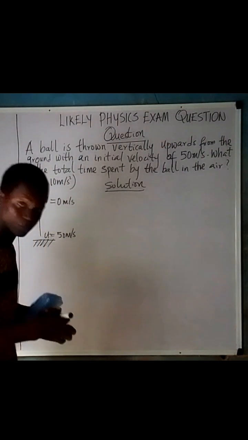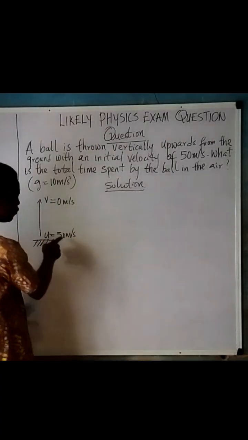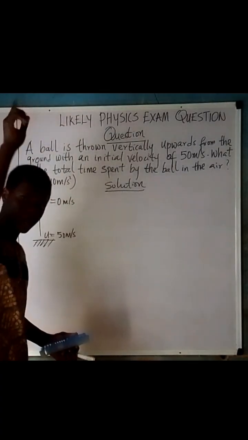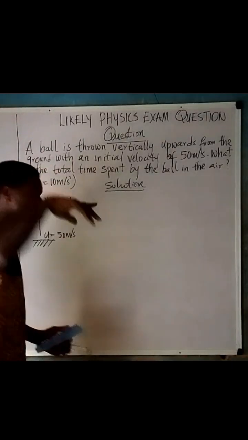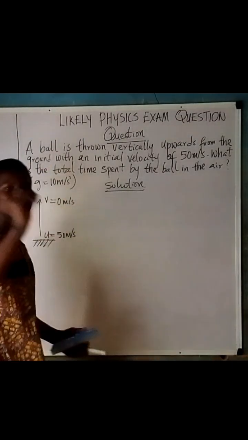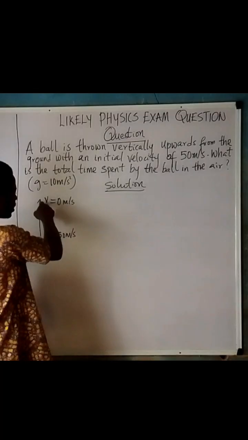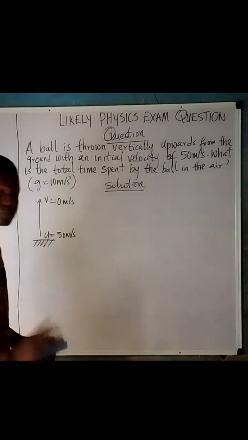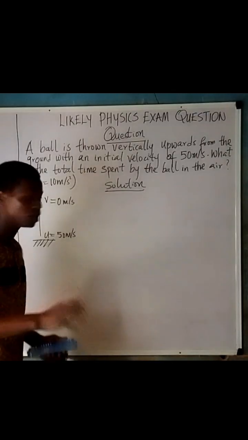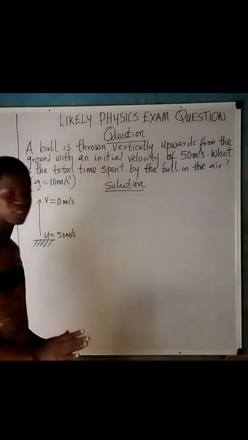The body will keep moving upward until this 50 reduces to 0. 50, 45, 30, like that, until it gets to 0. And once the final velocity becomes 0, we can say from that point to the ground level is the maximum height, because the body will not keep moving upward again. That is the scenario we have succeeded in analyzing.